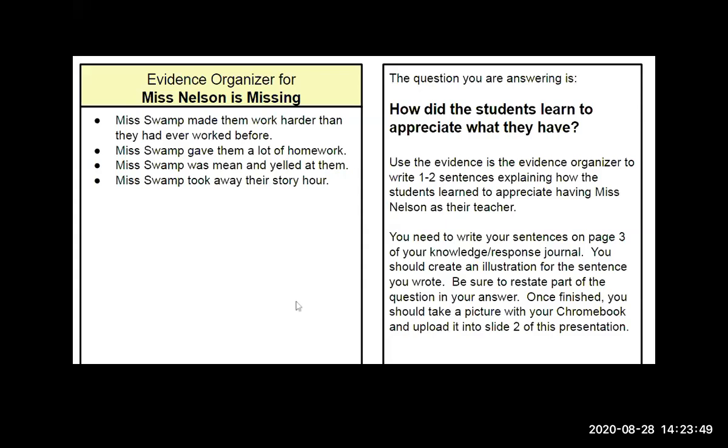Okay? So once you get done with your one to two sentences, using the piece of evidence, rewriting part of the question in your sentence, and your illustration is complete, you are going to take a picture of page 3 of your book and upload it to slide 2 of this. Okay, so you're just going to take your picture and put it on this blank document.